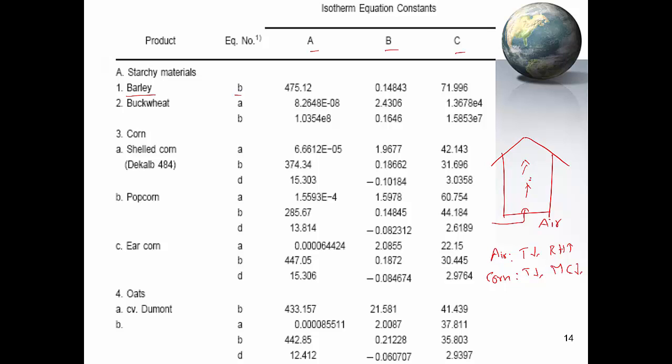And as a take-home message, a couple of things: the dry basis moisture content is higher. The wet basis moisture content values are typically lower. The wet basis moisture content is always less than 100%. The dry basis moisture content can be greater than 100%.